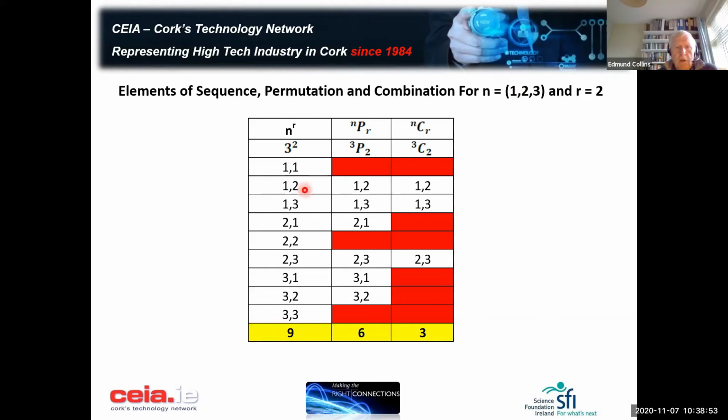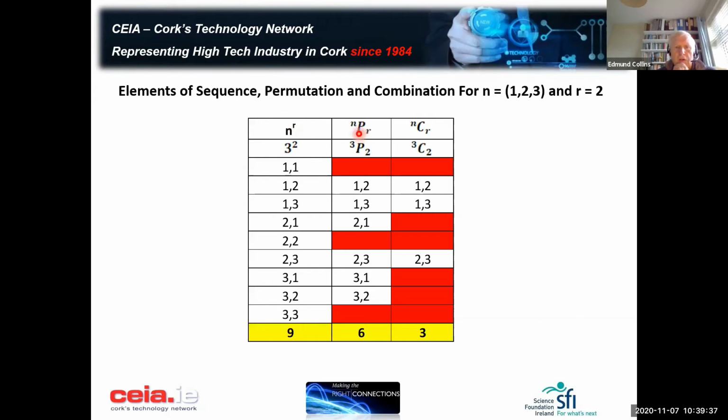So we can have 1, 1, we can have 1, 2, we can have 1, 3. We can have 2, 1. We can have 2, 2, 2, 3, 3, 1, 3, 2, and 3, 3. So if you add them up, we have 9 different options here, and that equates to n to the power of r, or in this case 3 to the power of 2. We've seen that in previous slides in terms of the number of options in a sequence.